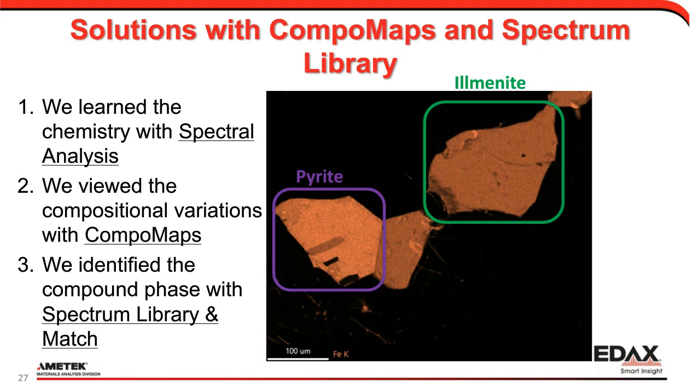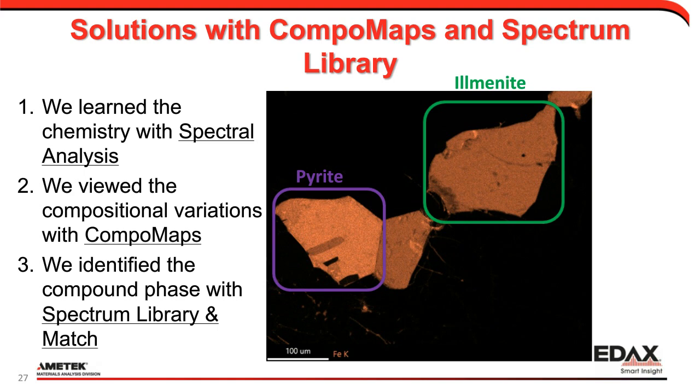So to summarize this aspect of the work, we have found our solution with CompoMaps and Spectrum Library when we combine them together. So at the most basic level, we learned the chemistry of the material with spectral analysis. And we do a composition with our quant results, and then we view those compositional variations with the CompoMaps. That's like doing the chemistry and the image all at the same time, which is why you might also hear the word chemical imaging. That's sometimes used to describe when we do the composition and the mapping at the same time. It could also be called chemical imaging.